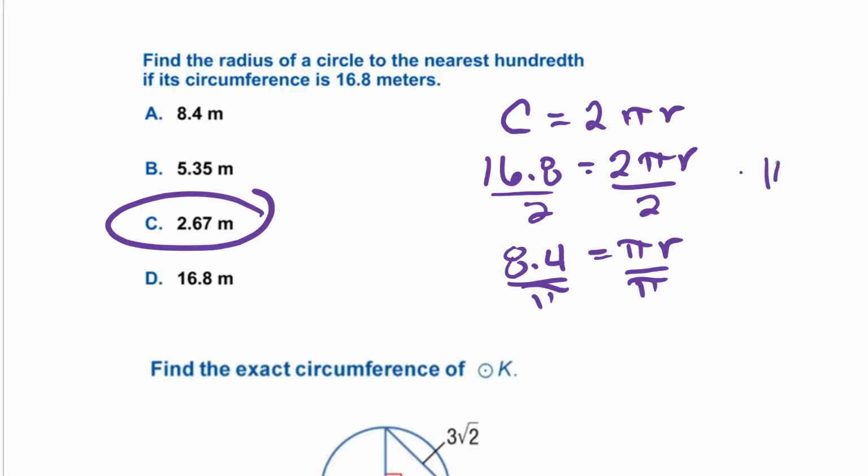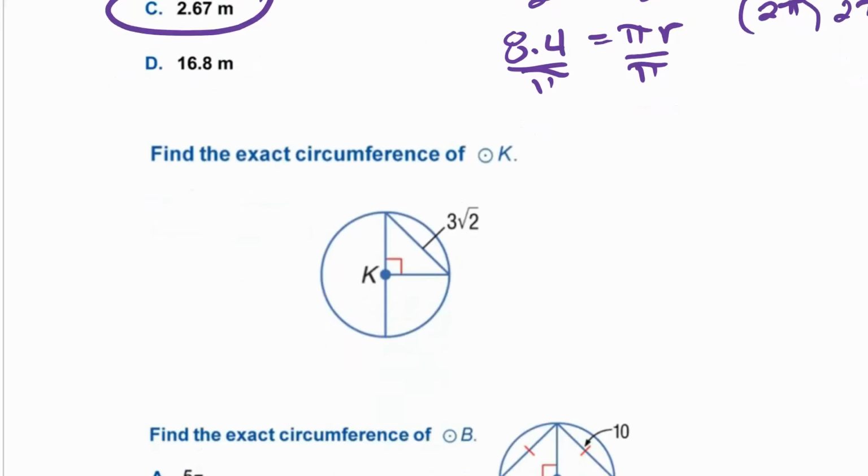You can definitely do 16.8 equals 2 pi r, then divide by 2 pi. But when you put this into the calculator, you have to be very careful that you put parentheses around the 2 pi. Otherwise, you'll do 16.8 divided by 2, which gives you 8.4, and then multiply it by pi, because it's using the order of operations.